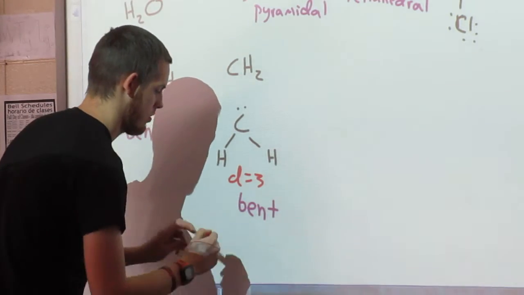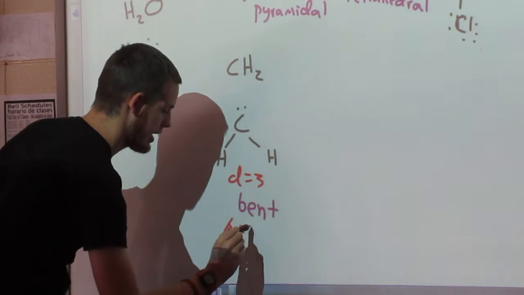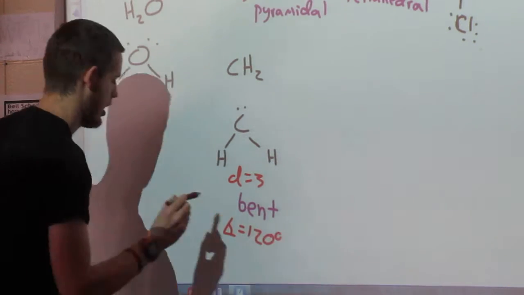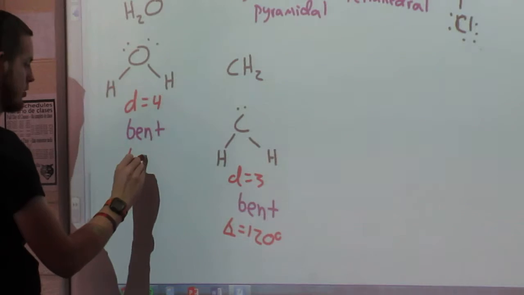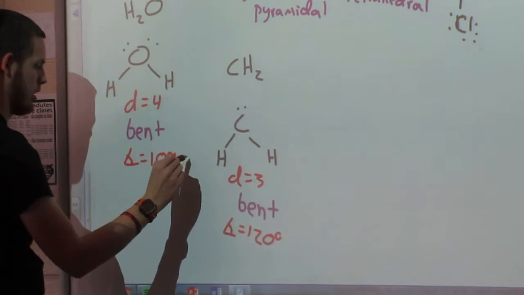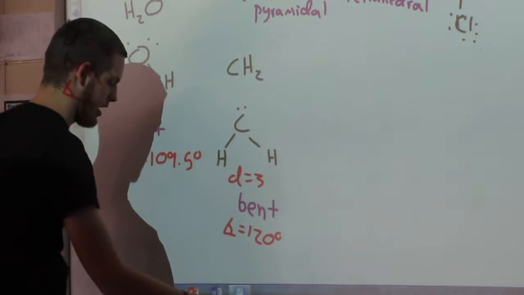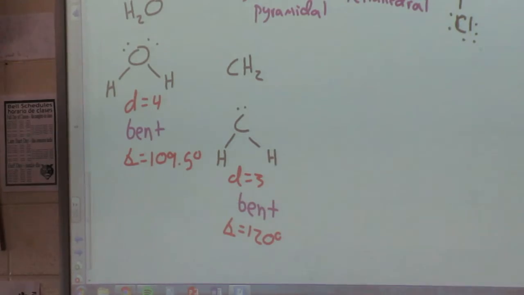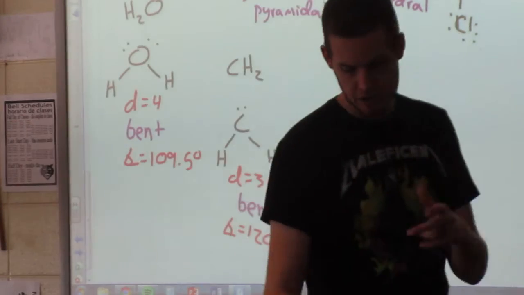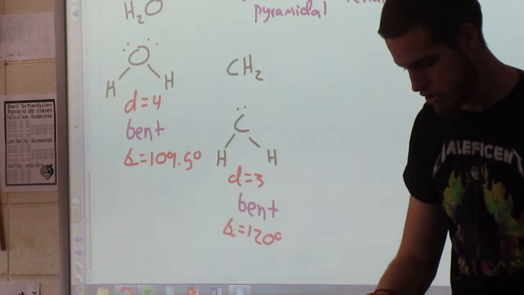Bond angle, this is D3, so the bond angle stays at 120. And this one is D4, so the bond angle stays at 109.5. And what happens here? Again, electron pairs don't count in the overall shape.